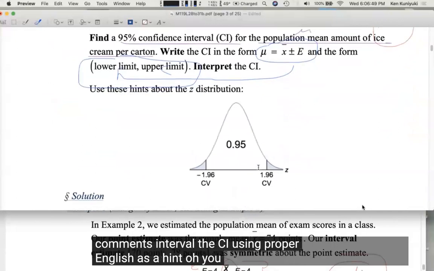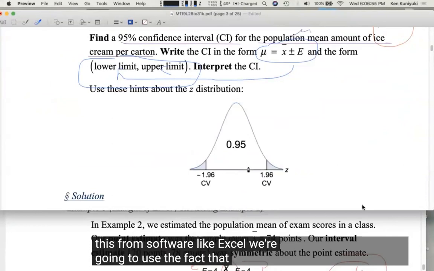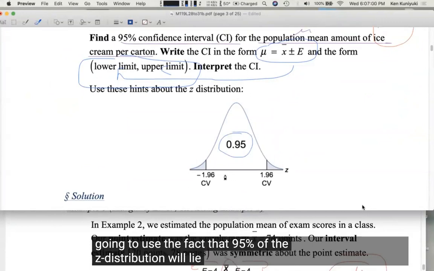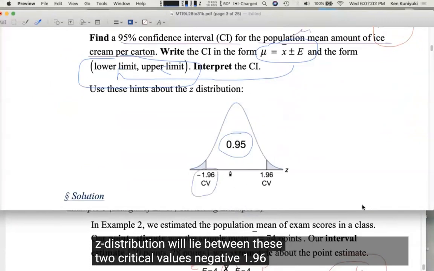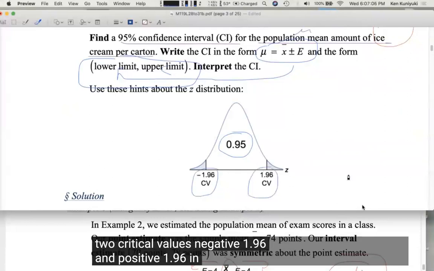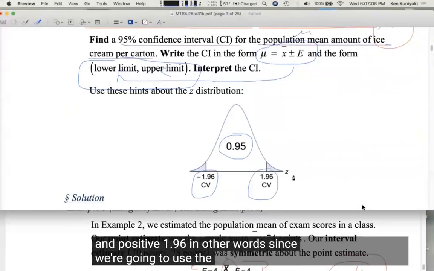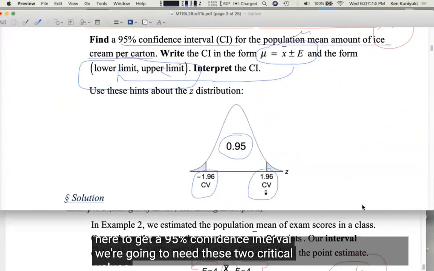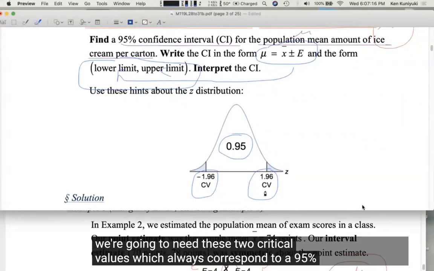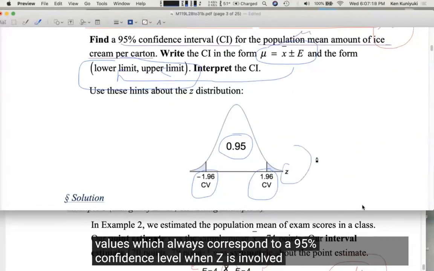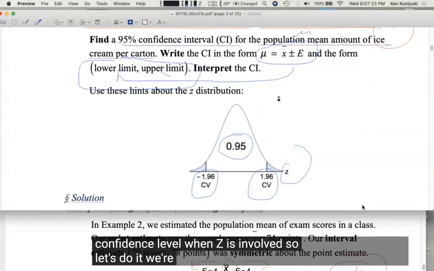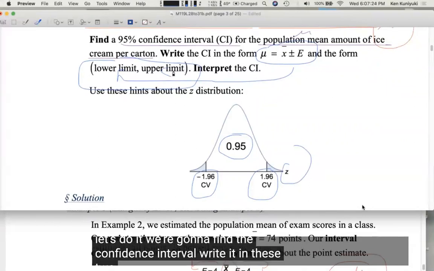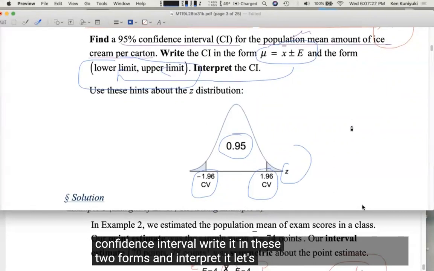As a hint, or you could get this from software, like Excel, we're going to use the fact that 95% of the Z distribution will lie between these two critical values, negative 1.96 and positive 1.96. In other words, since we're going to use the Z distribution here, to get a 95% confidence interval, we're going to need these two critical values, which always correspond to a 95% confidence level when Z is involved. So let's do it. We're going to find the confidence interval, write it in these two forms, and interpret it.